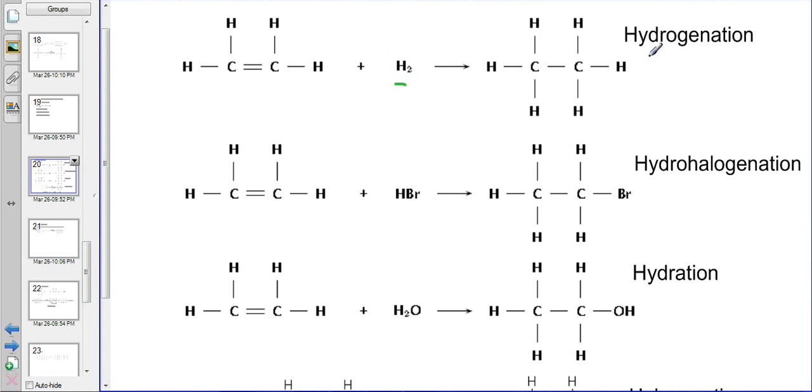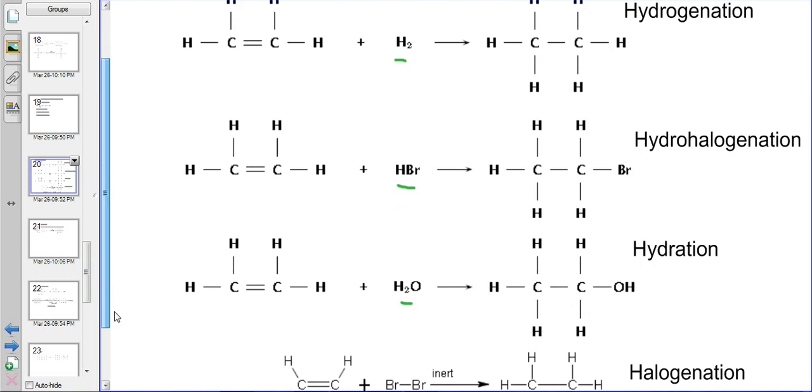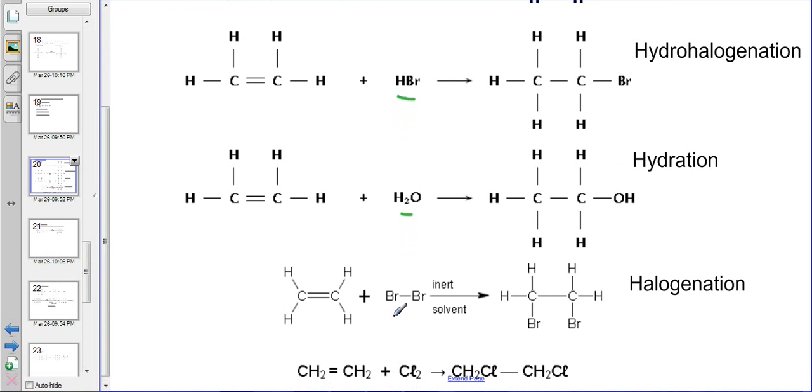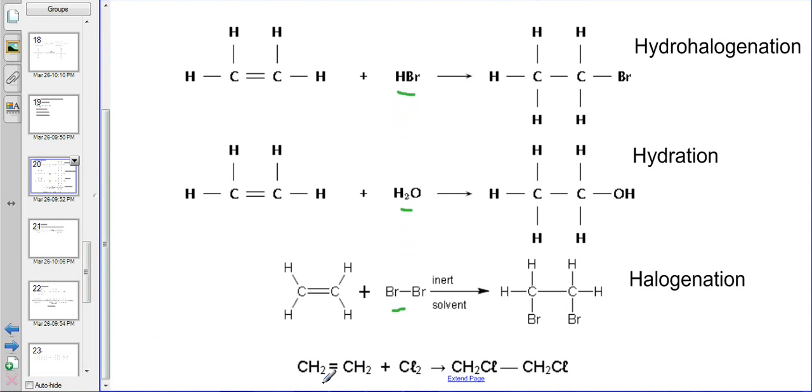So that's hydrogenation. When we add hydrogen and a halogen, we get hydrohalogenation. When we add water, we call it hydration. And when we add a halogen, it's called halogenation. So we get four types of addition reactions here. And for interest's sake, I've even put in this bottom one here.